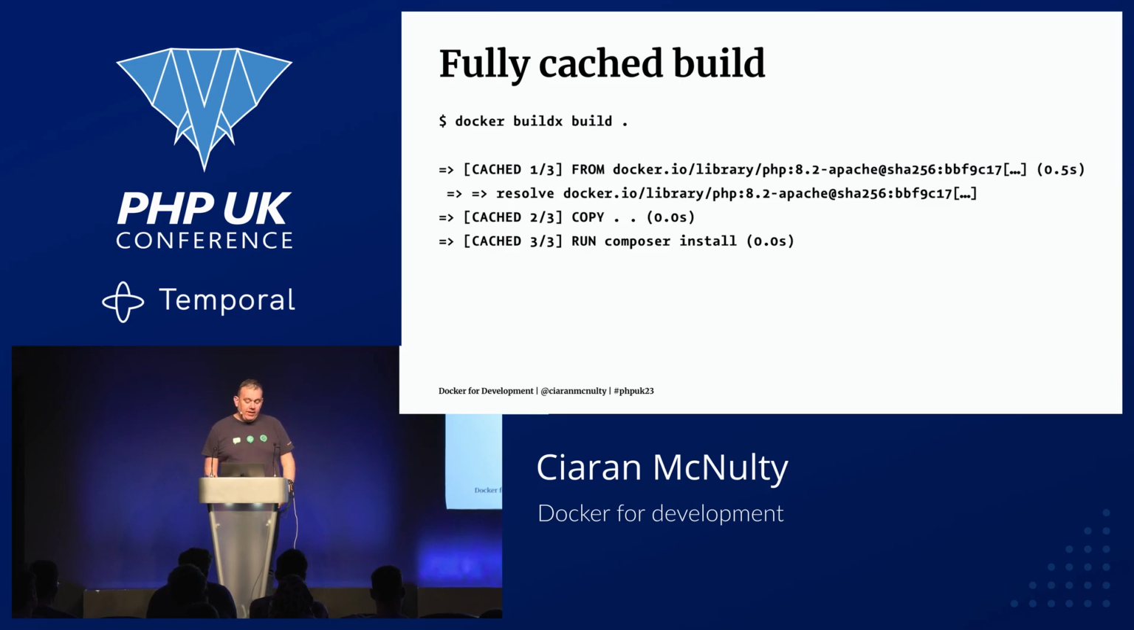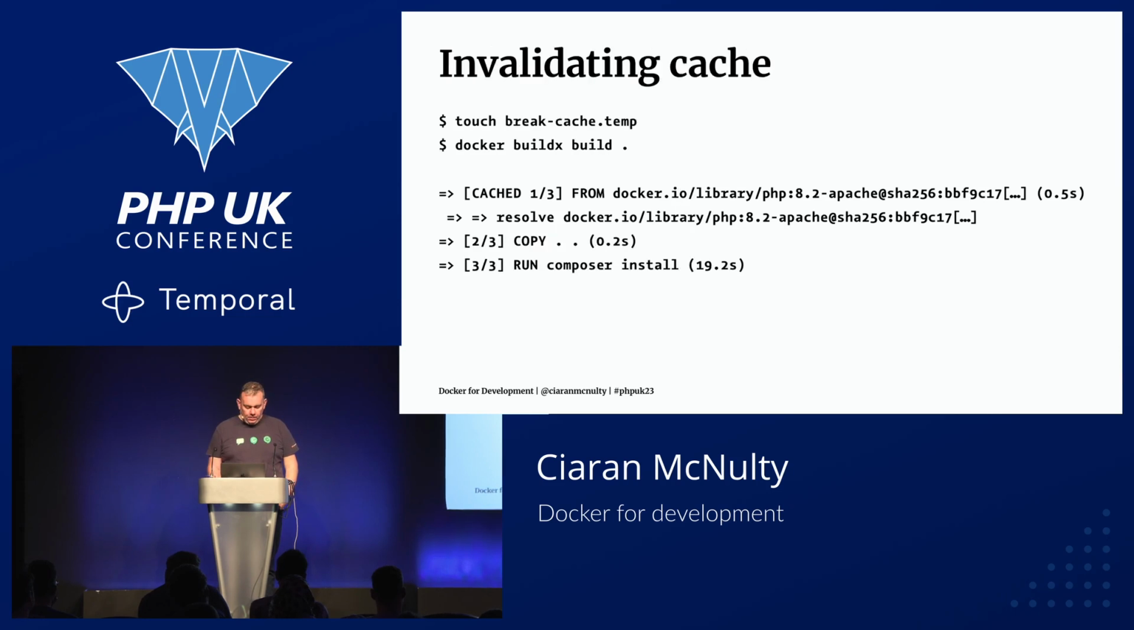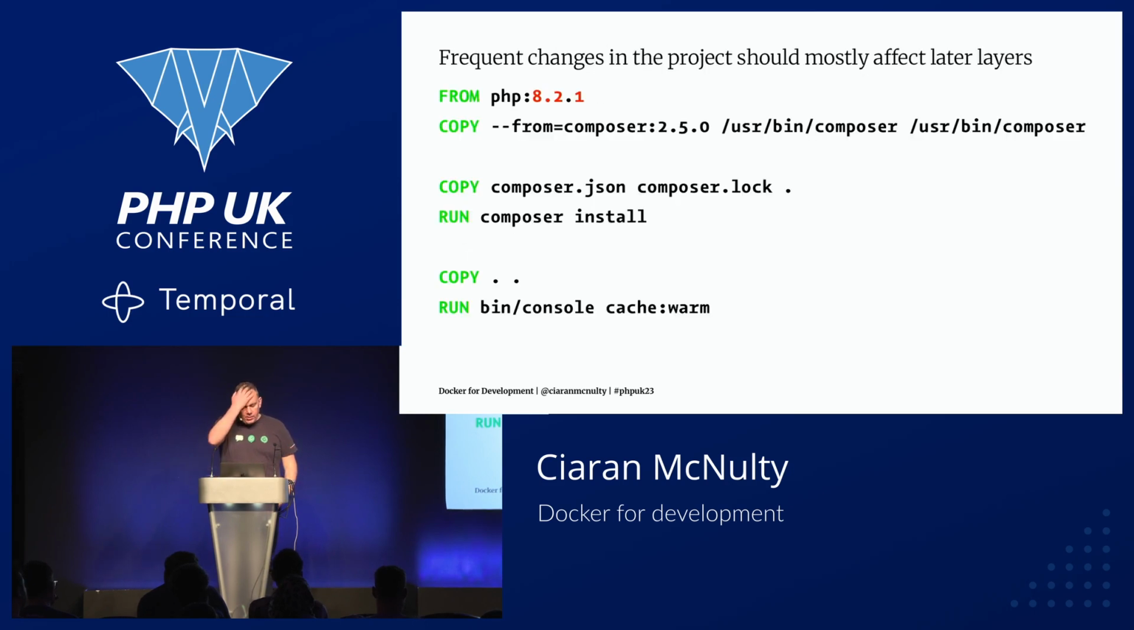It's only going to redo it if the layer before changed, or if the command has been changed. Like I added a flag to composer. And so in this case, because I'm copying everything, if I touch a file, then it will run composer install again, because the builder doesn't know which files affect the output of composer install. So it says if anything changed, then I have to assume that this instruction is going to produce a different result this time. So you end up ordering things around a bit.